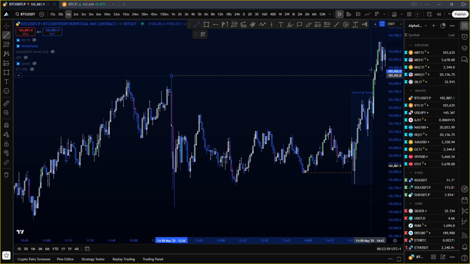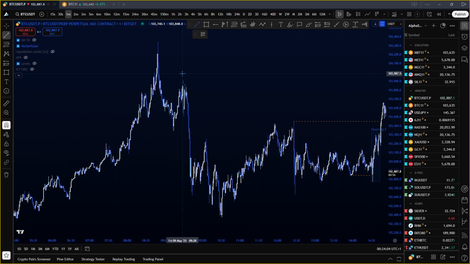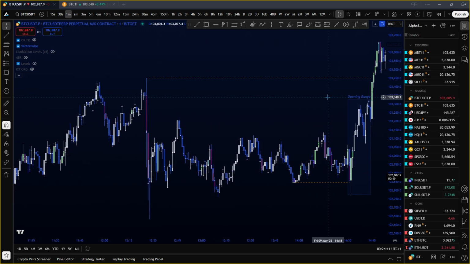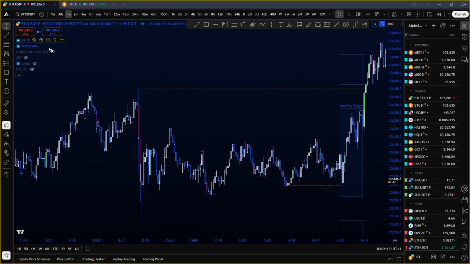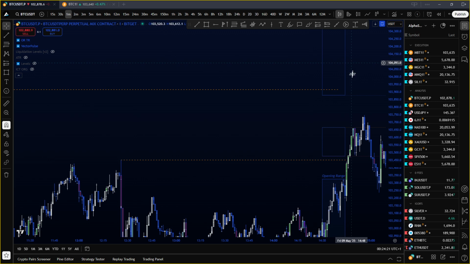So other places would be this high, that high over there, and that high. You combine that with the range deviation. So you would at least want to get into this first box, or ideally you want to get into that second box.